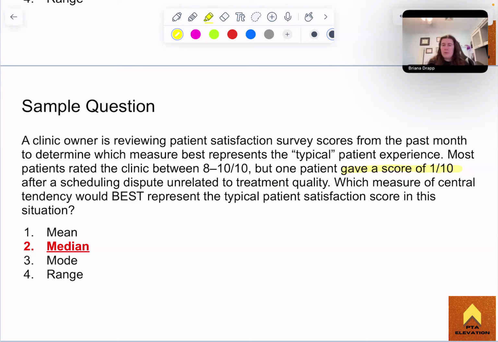Mode, well, that would be great. With the situation with an outlier, you always want to be picking the median option. And then range is unrelated. That's not a measure of central tendency. We just needed a fourth option.